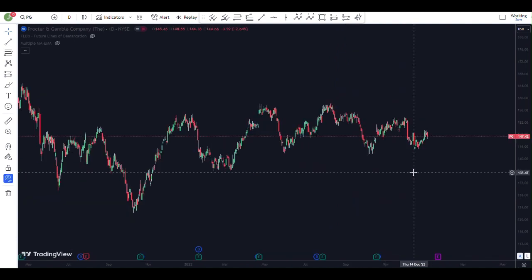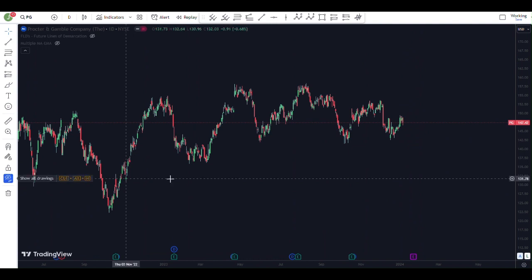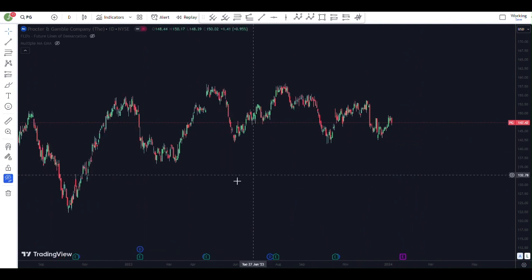So here we are on Procter & Gamble, ticker PG, and I believe there's further downside to come in PG, and let's take a look at why. And here's where we'll start to look at some median lines. I'm going to unhide my drawing tools.